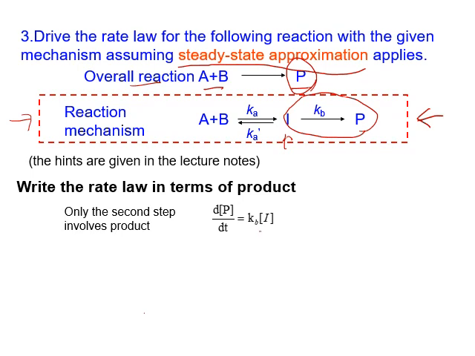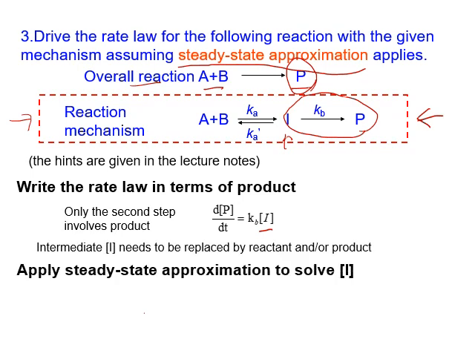Now, because I is intermediate, we need to express this concentration as a function of either reactants or product. And this is when we use a steady state approximation. We write rate law for this intermediate, and we let this to be 0 to solve concentration of I and put back into this equation. According to the mechanism, this rate law for the I involves 3 processes.